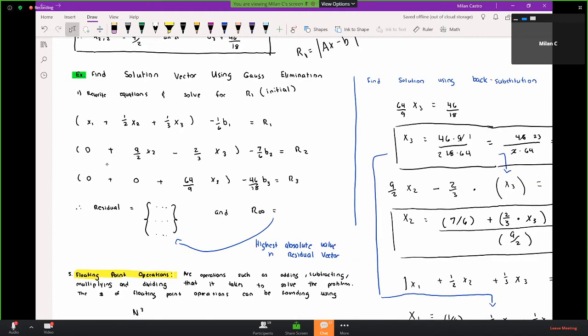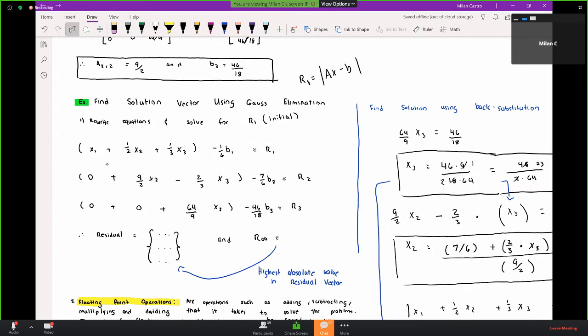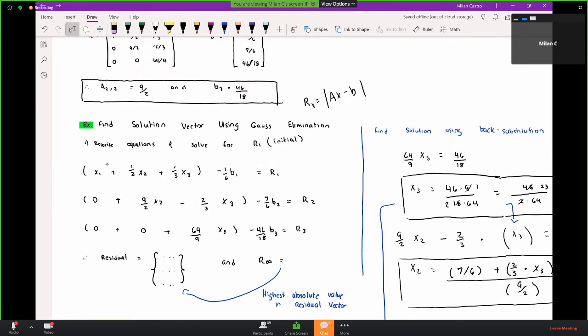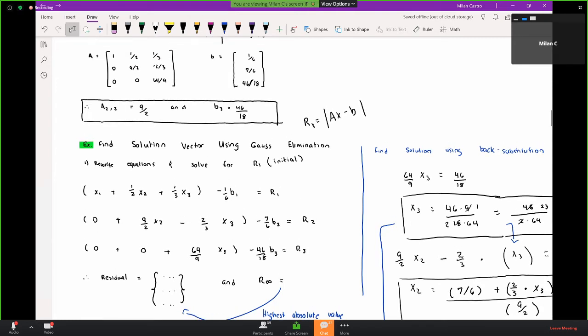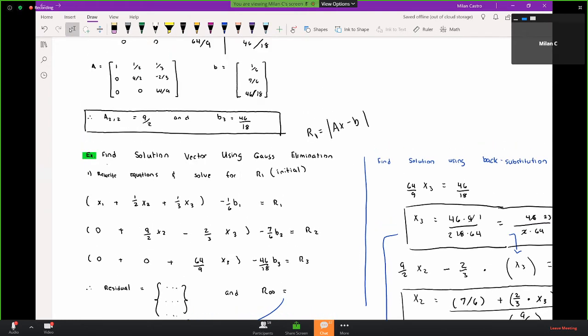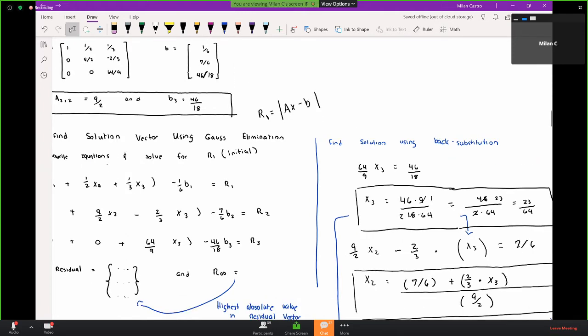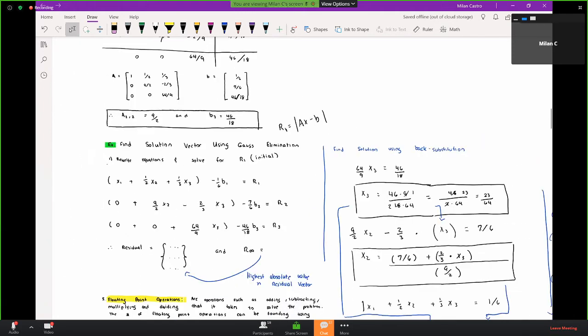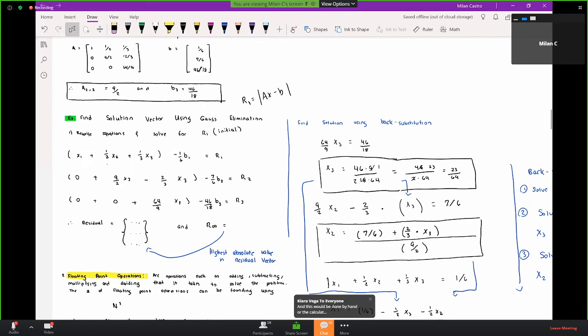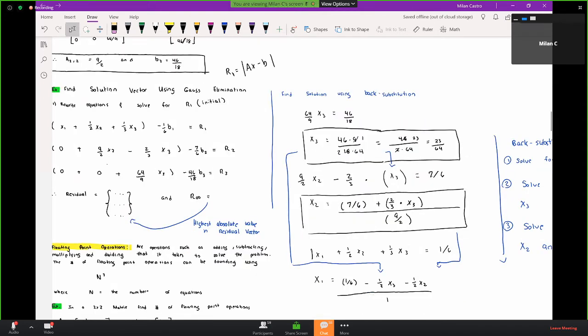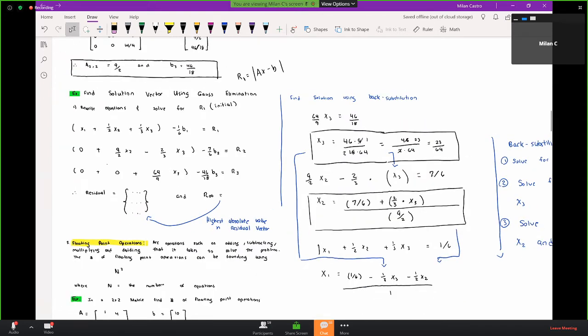So how do we find these? Basically, you're just going to plug in your, oh, I guess you can't do the residual before you find the solution. My bad. Cross that. I forgot that this is Gauss elimination. So we need to find our solution first, then you can find your residual.